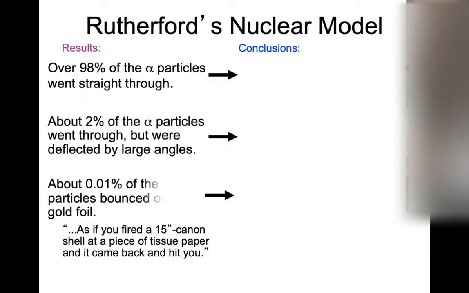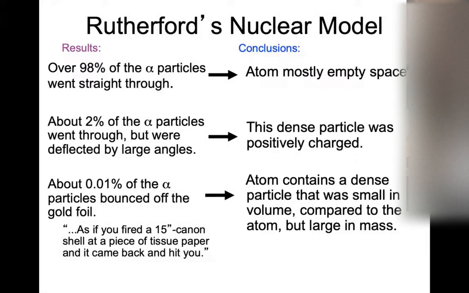So here is how the observations in those experiments led to the conclusions. And these are the accepted characteristics of the atom now. Atoms are mostly empty space. And in the center, there's a very dense, positively charged particle called the nucleus. So it has all of the mass of the atom in the nucleus and all of the positive charge. It turns out that the negative charge is delocalized. And we'll spend a different chapter talking about electrons.